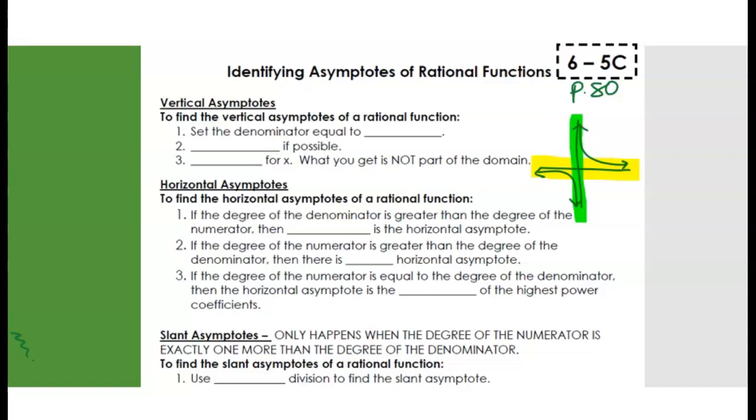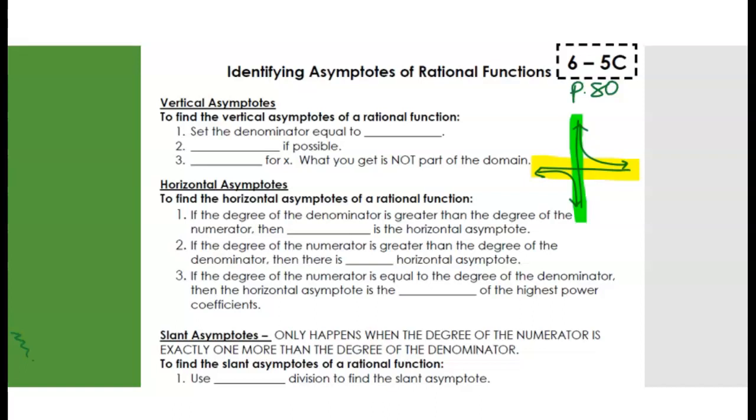So today what we're going to be doing is finding the vertical and horizontal asymptotes, or something called a slant asymptote, which might happen. What does slant make you think of? Yeah, like a dash, like diagonally, right? Some kind of diagonal, not vertical, not horizontal, somewhere in between.